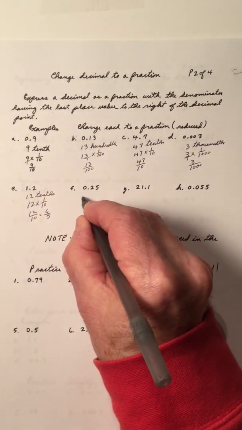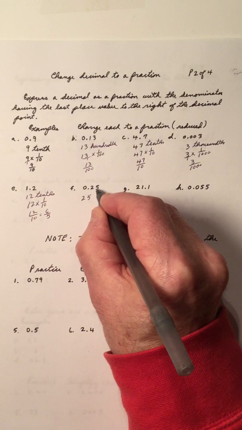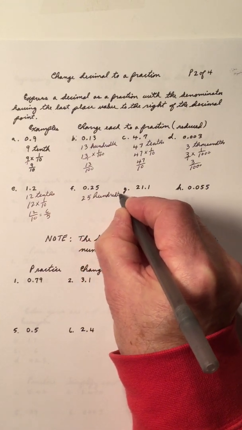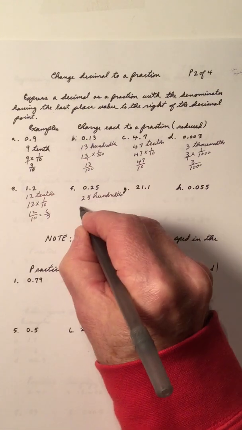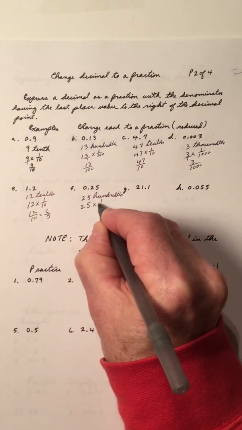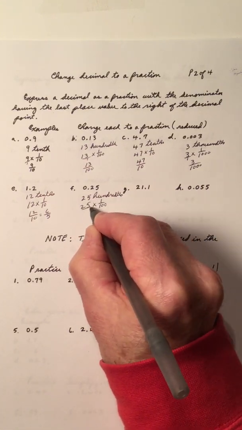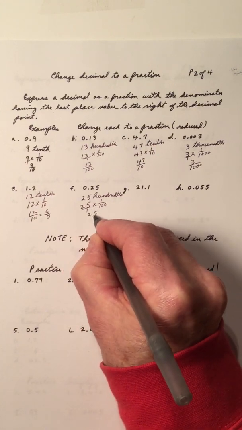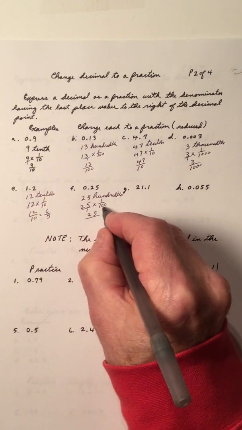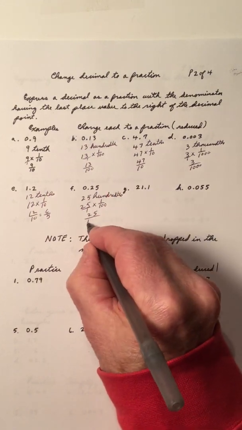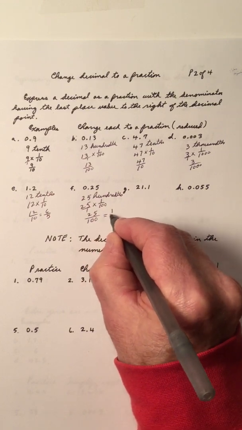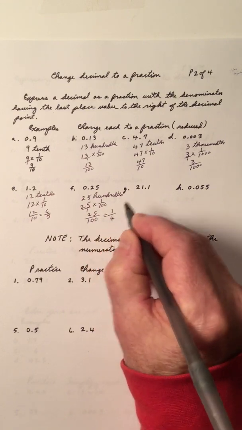So decimal 0.25 is 25 hundredths, because the 5 is in the hundredths place. 25 times 1 over 100. 25 is over 1 just to make sure. 25 times 1 is 25. I'm multiplying it out, and then I'm going to reduce. So 25 and that goes once, 25 and the 100 goes 4.